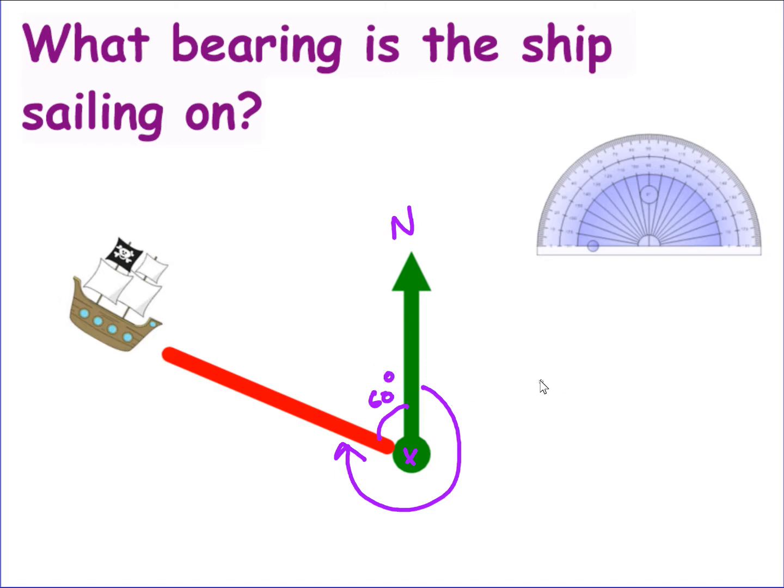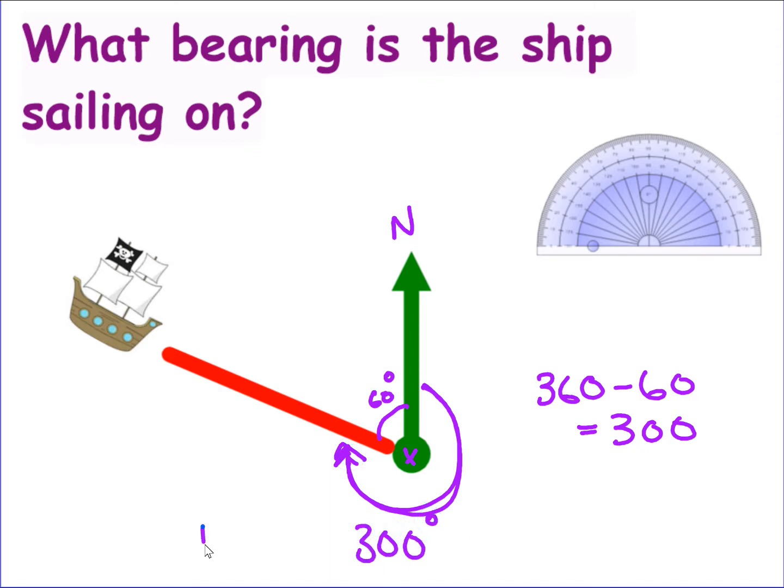Then, because we know there are 360 degrees in a circle, we take away the 60 degrees, and it tells us that this outside angle is 300 degrees. So the bearing of the ship is 300 degrees.